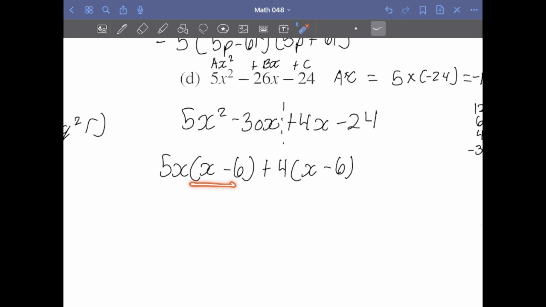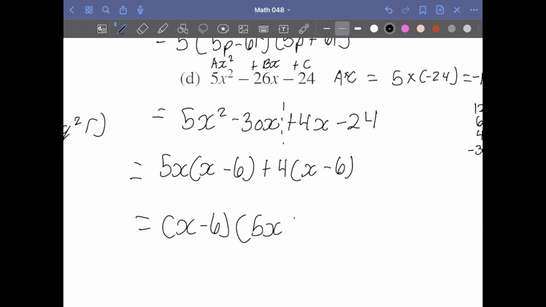Again, you know you're doing the right thing when they have the same thing in brackets. So our final answer is x minus 6, 5x plus 4. Okay.